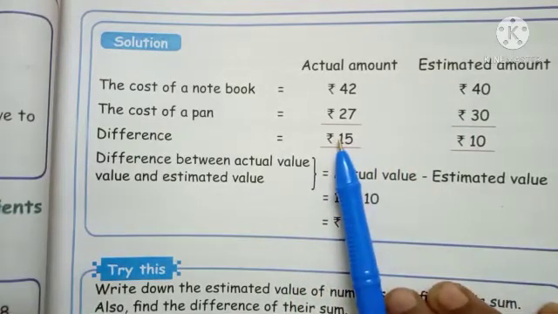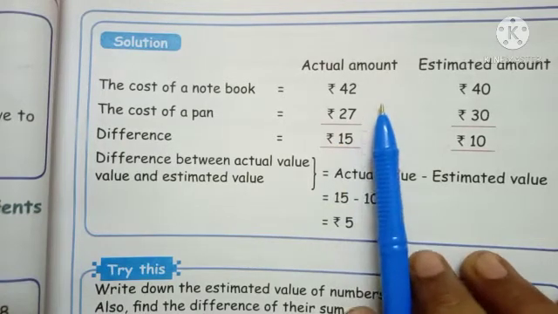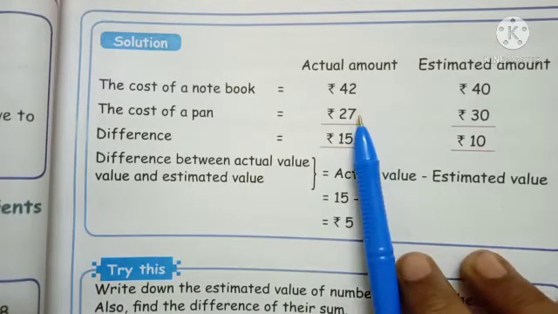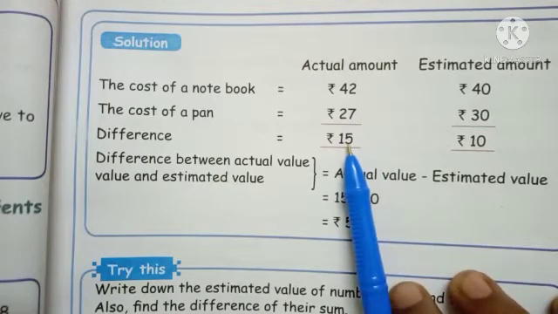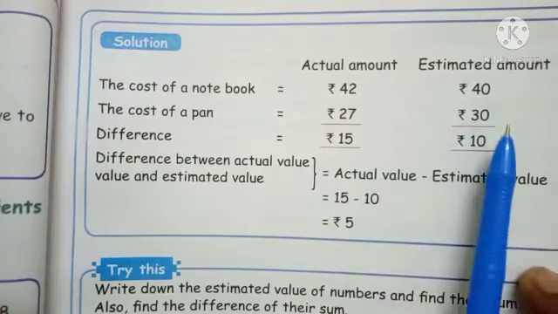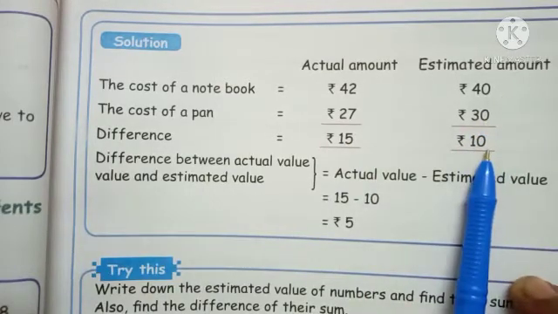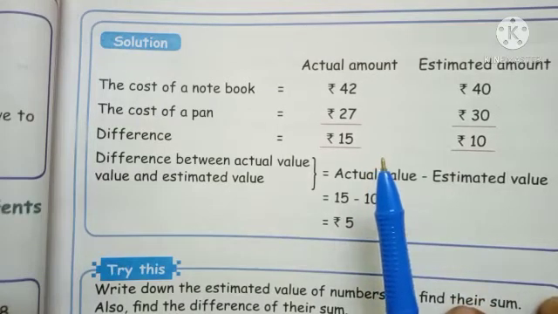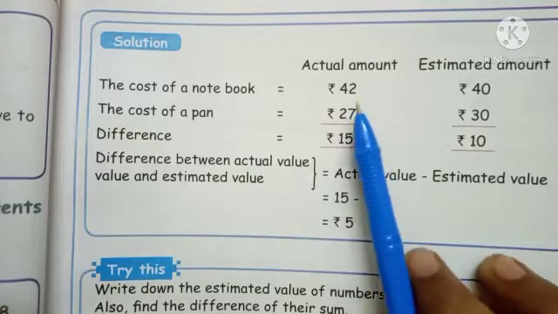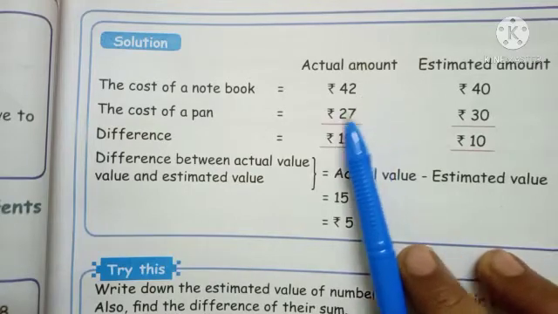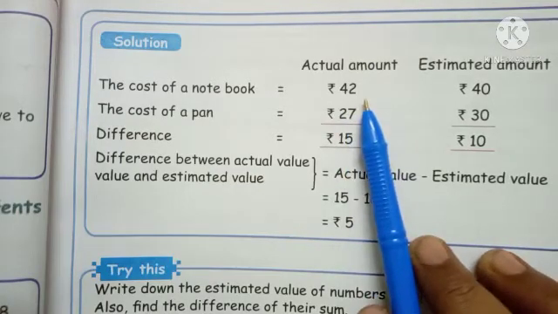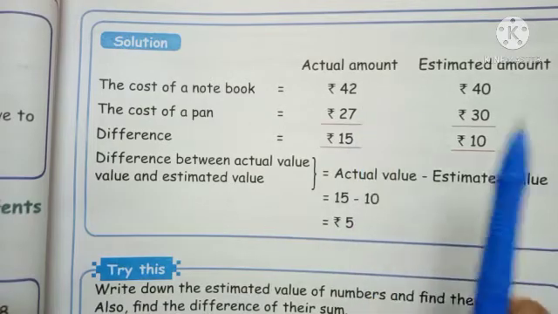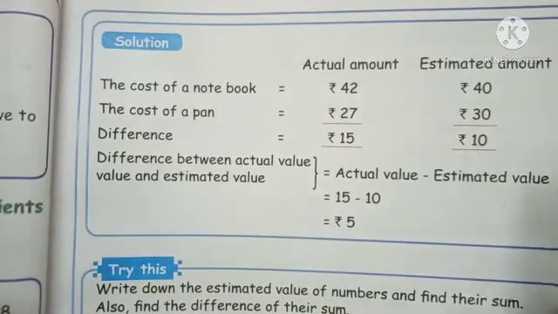So you do the difference now. What is the difference between both of them? The cost of the notebook is 42 rupees but the cost of the pen is 27 rupees. So the difference is 15. And here 40 subtract 30, 10 rupees is the difference. So compare the pen and the notebook. Which one is costlier? It is easy to find out from the numbers 42 and 27. The notebook at 42 rupees is the bigger amount. But how much is the difference compared to the pen?